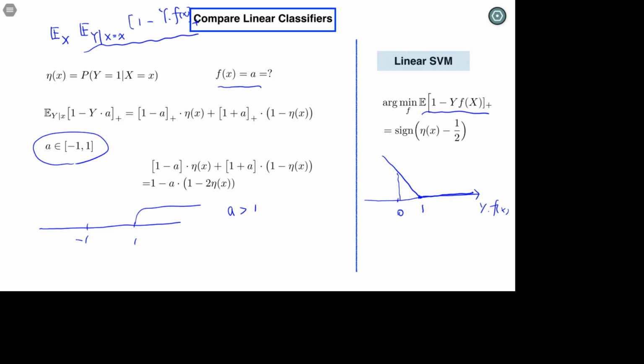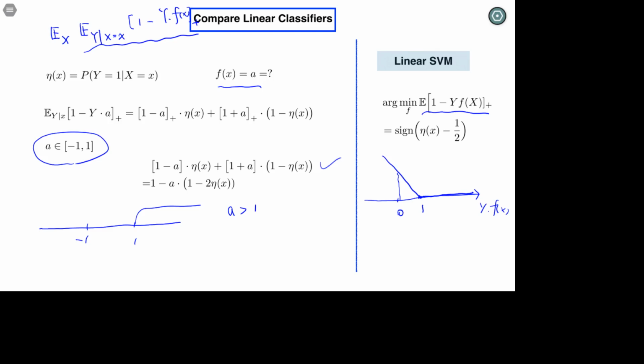Once your a is between minus 1 and 1, for those 2 terms you can drop that subscript plus because it's always positive. So you can rewrite your stuff like this. And then you can start merging things. 1 times eta x plus 1 times 1 minus eta x is going to give me 1. And then let me start merging stuff associated with a. I get a minus a.